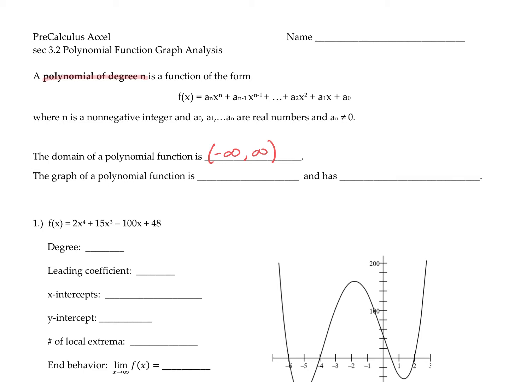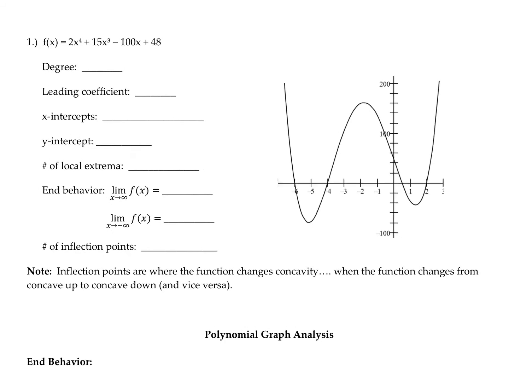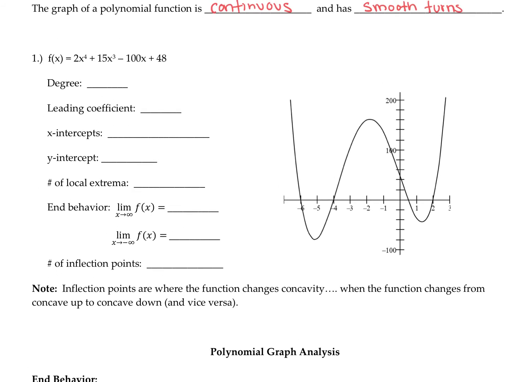The graph of a polynomial function is continuous and has smooth turns. So we don't want any sharp turns. So let's look at number 1 here, where they're going to ask us some questions. We talk about the degree of the polynomial. That's going to come from this 4 right here, because that's the highest power of a single term.